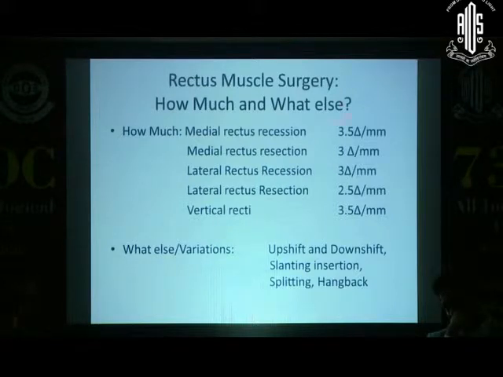How much effect does each of these procedures have? That's one thing that has to be looked at. It's different for the medial rectus and the lateral rectus. The medial rectus surgery gets more effect. It's different for recession and resection. And this is a very, very rough estimate, somewhere between 2.5 to 3.5 prisms per millimeter, for the muscle and for the particular surgery that you would be doing.